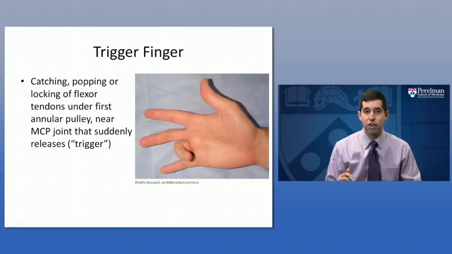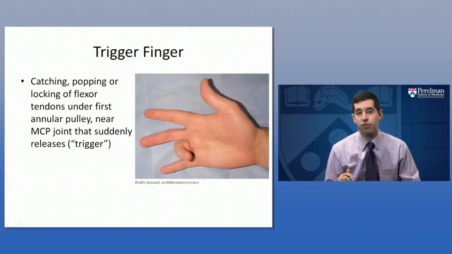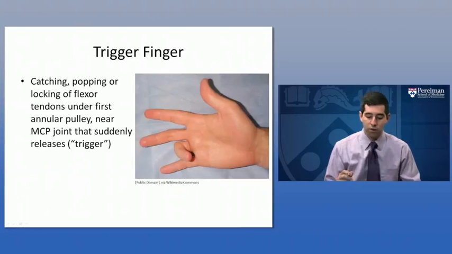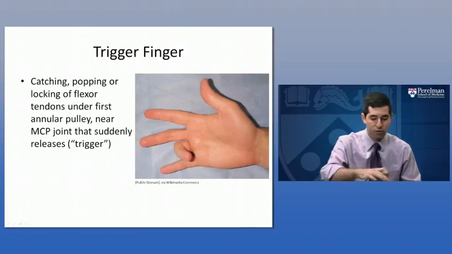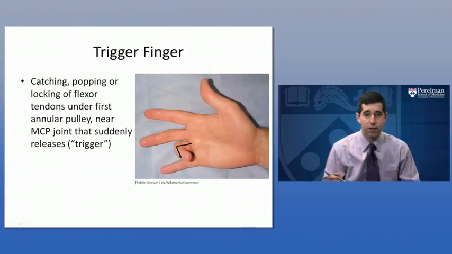Trigger finger is a catching, a popping, or a locking of the flexor tendons under the first annular pulley. Now, the first annular pulley is a portion of the metacarpophalangeal joint. It helps to essentially hold the flexor tendons in place as they're passing into the finger. And essentially what happens here is we have a bit of a nodule in that flexor tendon. It's getting caught at that first annular pulley, causing what's referred to as a flexion deformity within the finger.